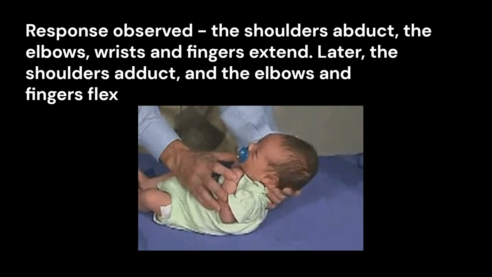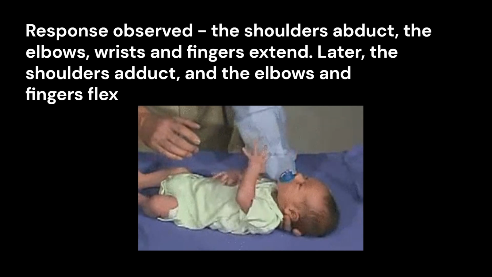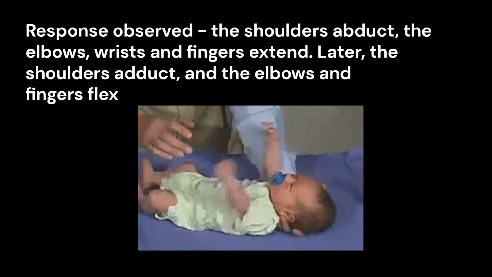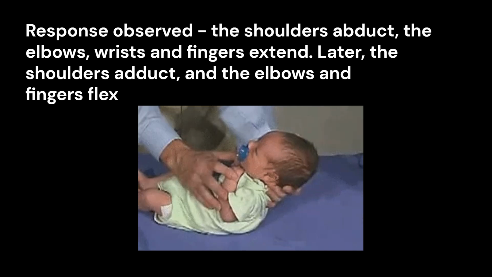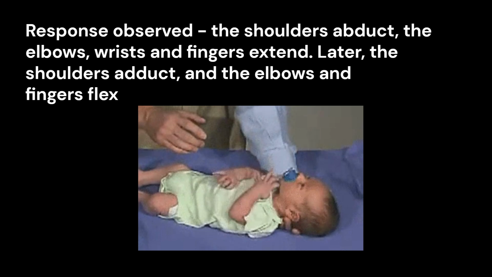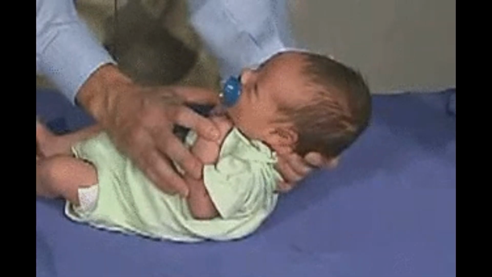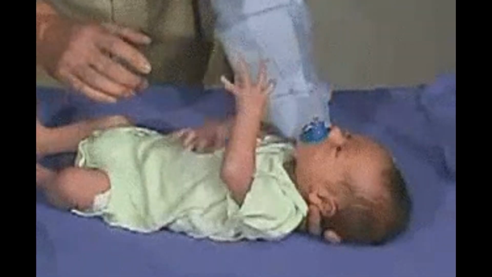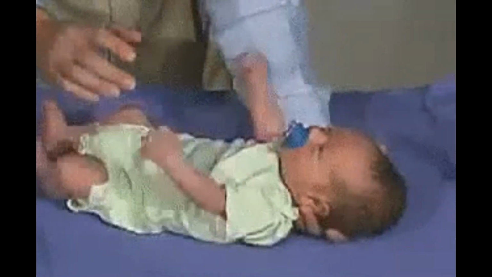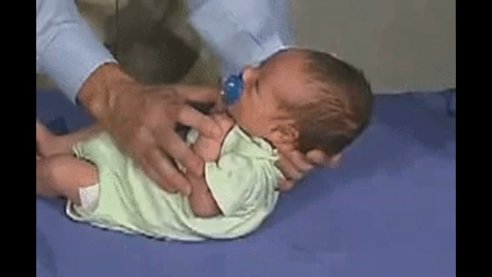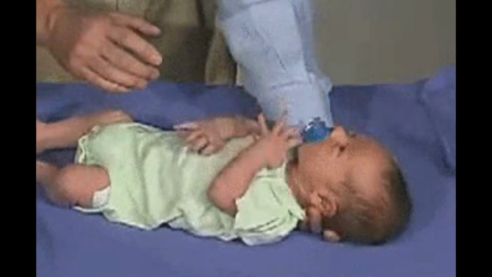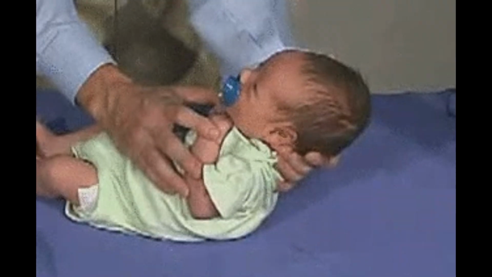Now, the response observed because of this sudden drop of the head is that the shoulders of the baby will abduct, the elbows, wrists, and fingers will extend. That is what happens as a response. The shoulders abduct, the elbows will extend, wrists will extend, and fingers will extend. Eventually, the shoulders will adduct back, and the elbows and fingers will flex again. This is what we see after we elicit Moro's reflex.